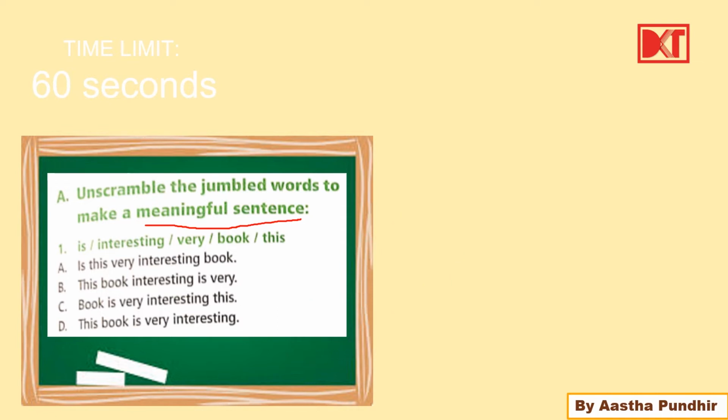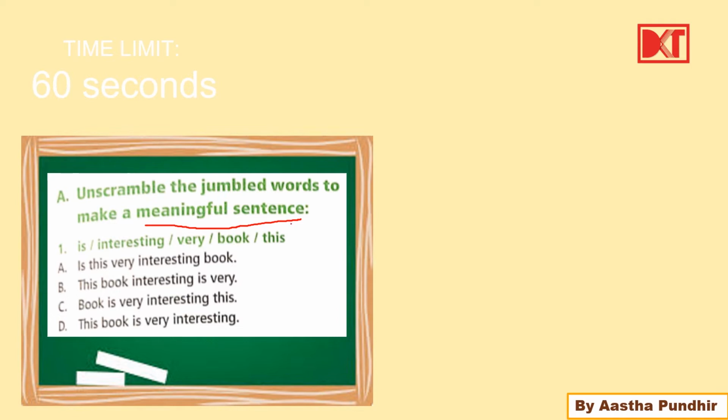Now the first question says, is interesting, very, book, this. Let's read the options. A, is this very interesting book? Without a question mark, alright. B, this book interesting is very. C, book is very interesting, this. D, this book is very interesting.